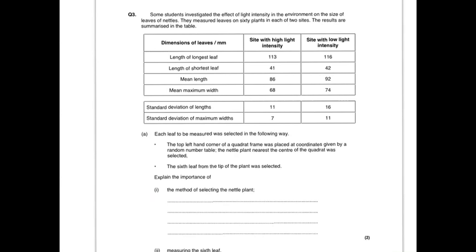Each leaf to be measured was selected in the following way. The top left-hand corner of a quadrat frame was placed at coordinates given by a random number table. The nettle plant nearest the centre of the quadrat was selected. The 6th leaf from the tip of the plant was selected. Explain the importance of the method of selecting the nettle plant. Have a go.